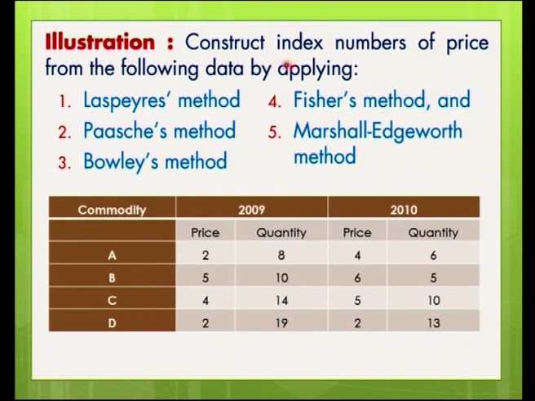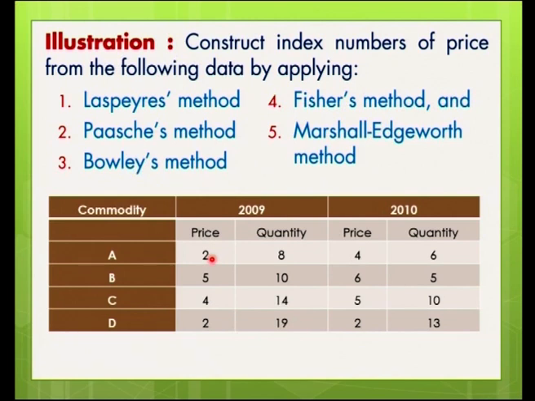So, after recalling, we will just get into working out this problem. Construct index numbers of price from the following data by applying Laspeyres method, Paasche's method, Bowley's method, Fisher's method and Marshall-Edgeworth method. Various commodities have been given. Commodities are A, B, C, D, and the base year is 2009 and the current year is 2010. The price values and quantity values are given.